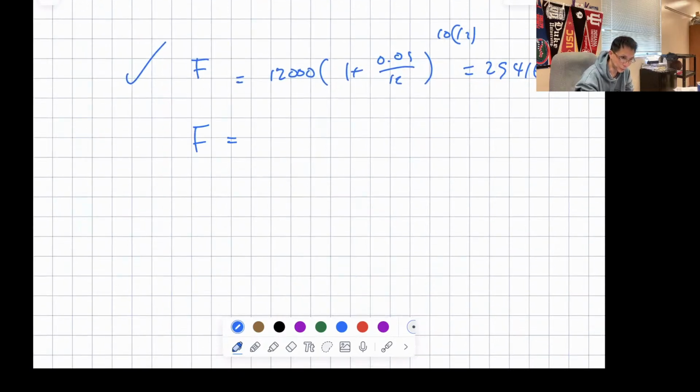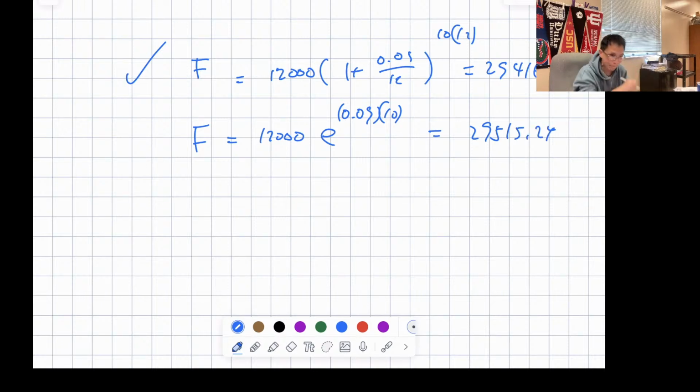F equals, the next one is 12,000 times e to the 0.09 times 10. And this one should give you 29,515.24. Thank you.